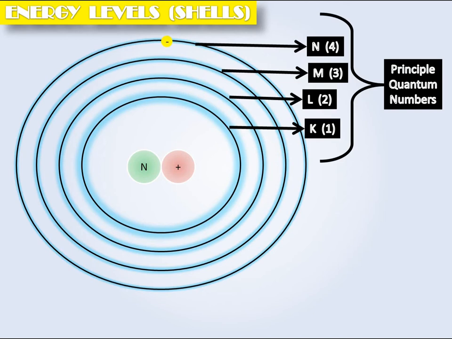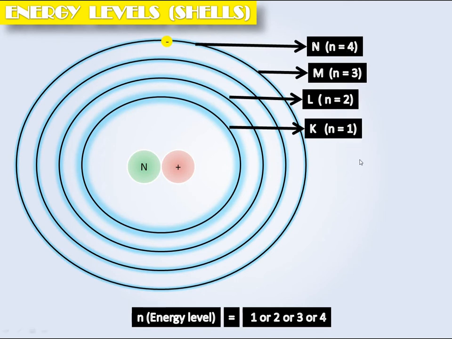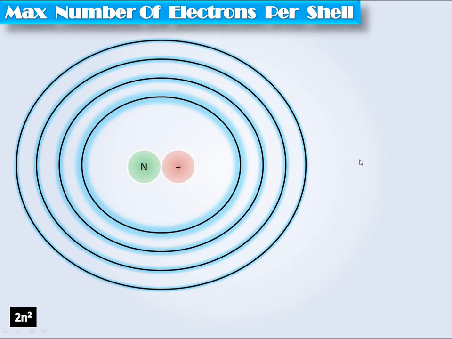So this set of numbers that represent the energy levels are called principal quantum numbers, okay? The principal quantum number has the value n, or energy level, and it's equal to 1 or 2 or 3 or 4, as we spoke much earlier. Moving on.